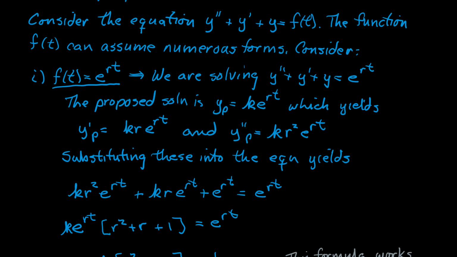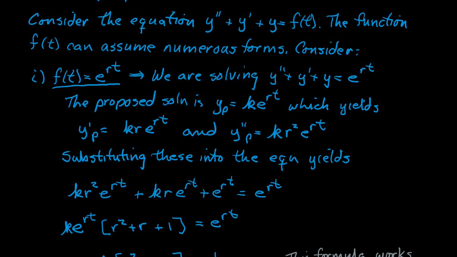So for example, we could have e to the 5t. In that case, r would be 5. Our proposed solution would have k as a constant. And then what we would need to do is to compute what this coefficient is.